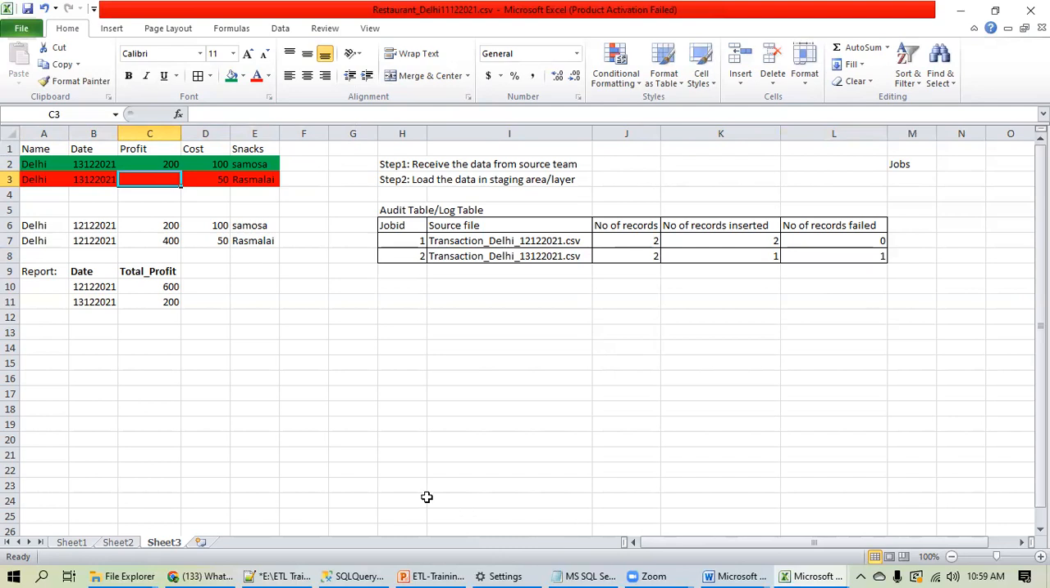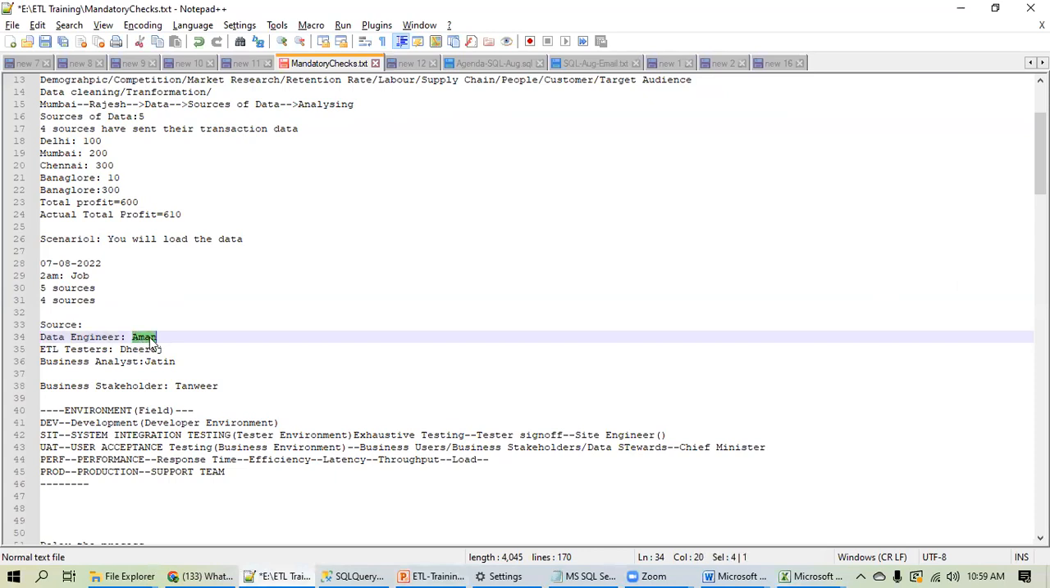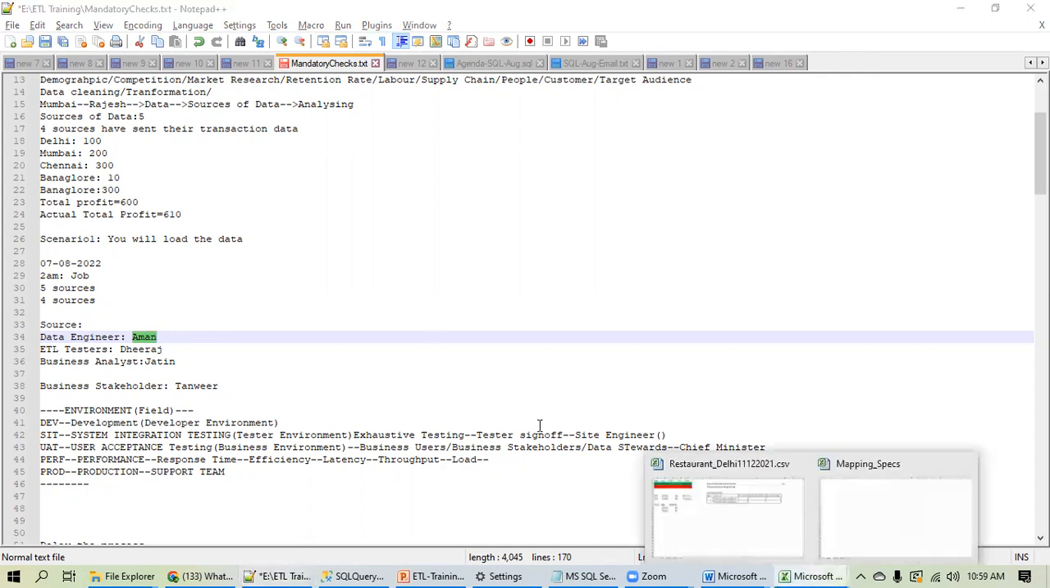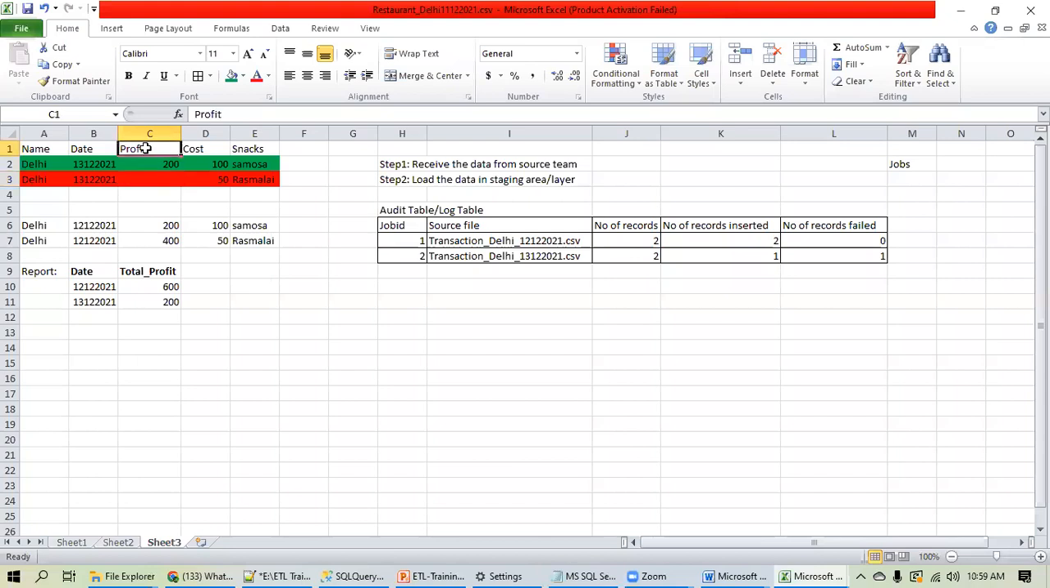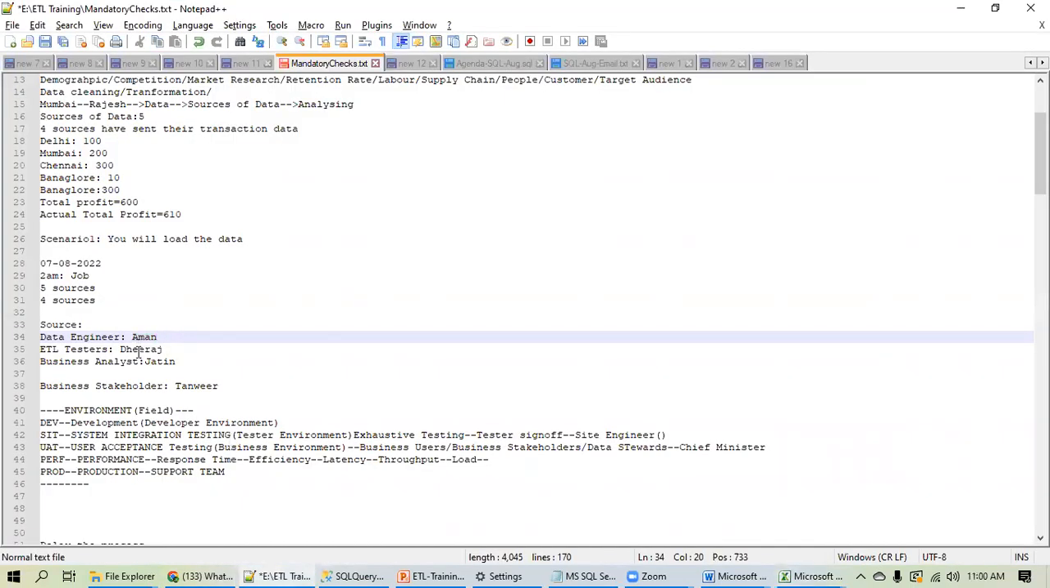Now tell me who is responsible. Data engineer Aman is also responsible, but we cannot say that only Aman is responsible. If I tell Aman, you're responsible, he will say, okay, fine, I agree, my mistake. It was mentioned here that profit is a mandatory column, and I missed giving this constraint in the job. I agree. But what was the responsibility of Dheeraj?